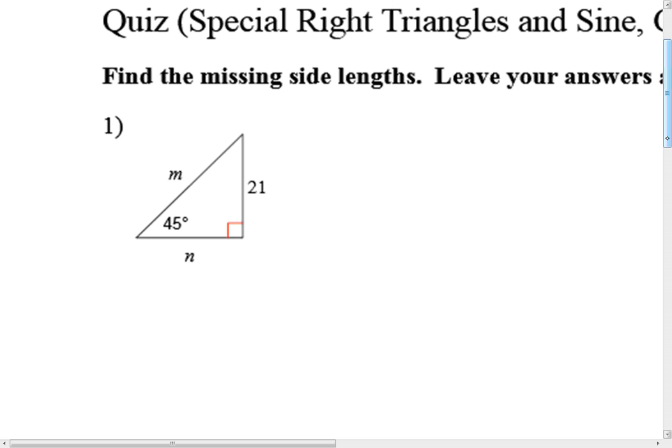If you see 45, automatically put in the two equal sides. So what is n? 21. Put it in the drawing. If that's 21 and that's 21, this is 21 radical 2. That is this pattern right here: 21, 21, 21 radical 2.